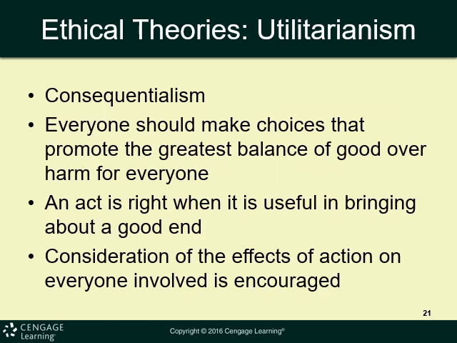Utilitarianism, sometimes referred to as consequentialism, proposes that everyone, including persons, organizations, and society in general, should make choices that promote the greatest balance of good over harm for everyone. Under this theory, society promotes conditions that would allow an individual to seek the greatest amount of happiness or benefits. Utilitarianism encourages consideration of the effects of actions on everyone involved in a situation, not merely the effects upon one individual.